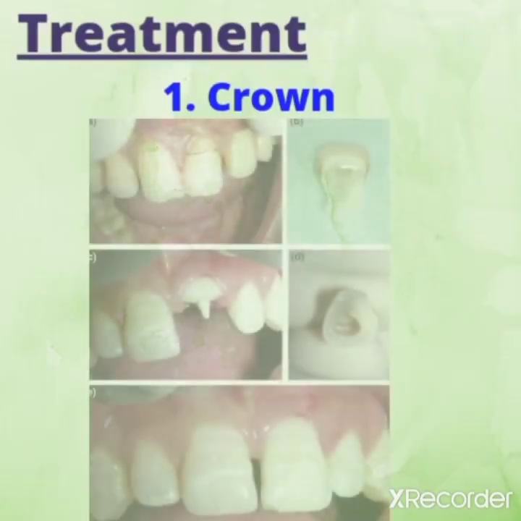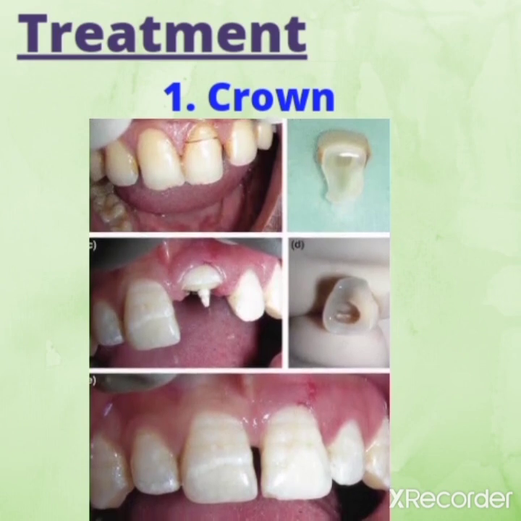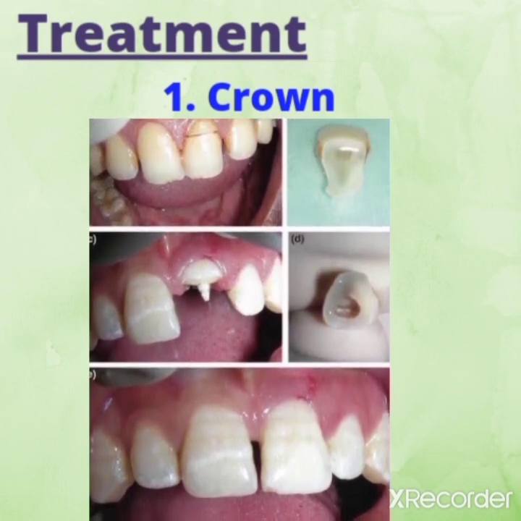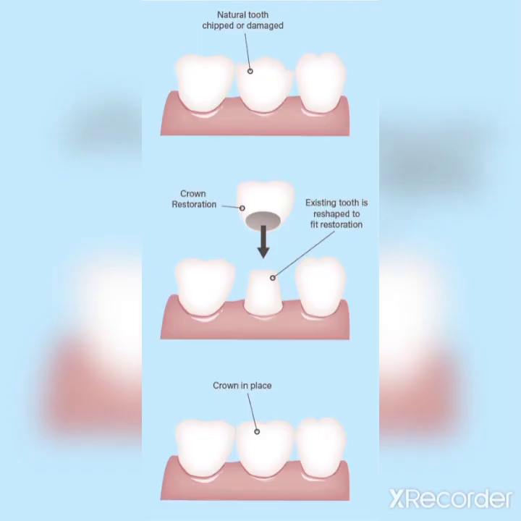Now coming to the treatment plan of the fractured tooth. The treatment will depend solely on the severity of damage to the tooth. The first option is the crown. A temporary cap is placed over the tooth at first to make sure it corrects the problem. A permanent crown will eventually be placed.